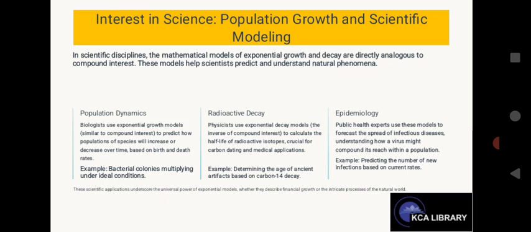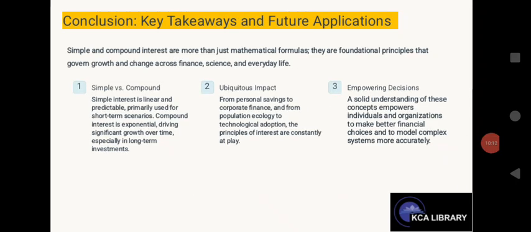Also in health, in epidemiology, public health experts use these models to predict the spread of infectious diseases, understanding how a virus might compound as it reaches a particular population. For instance, if you want to predict the number of new infections based on the current rate, we make use of what? We make use of interest. You can see that interest goes beyond finance.